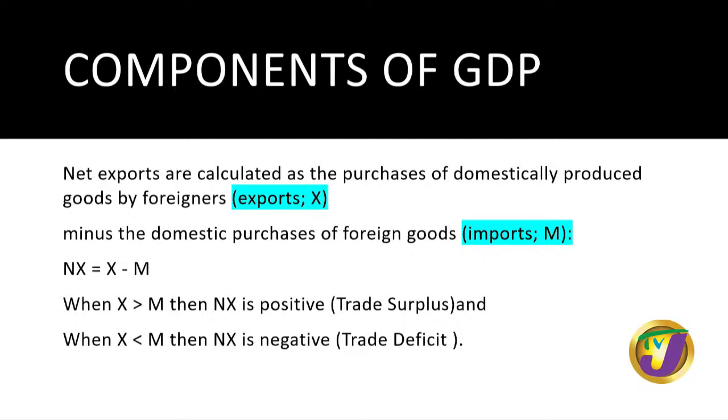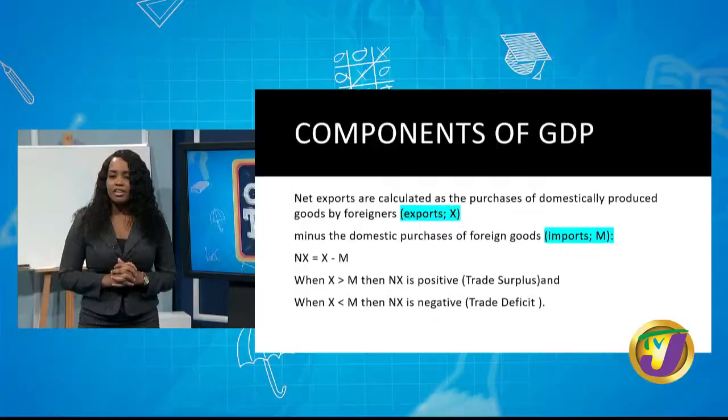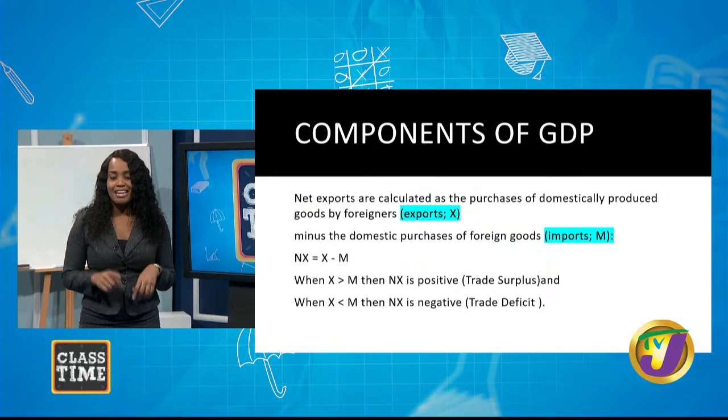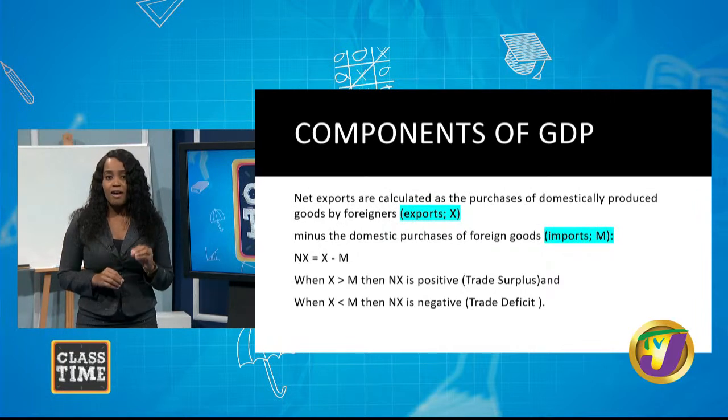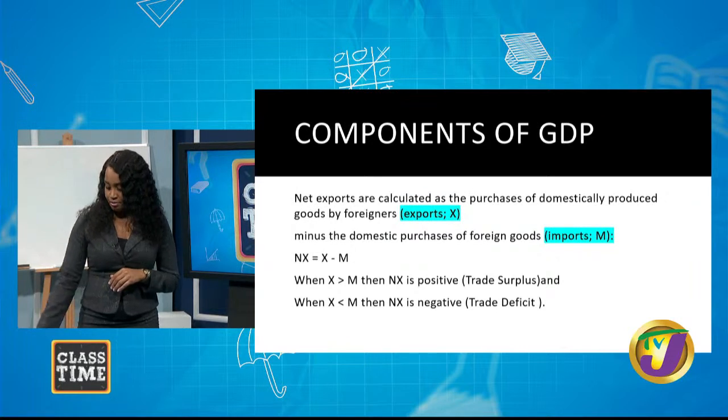So to find net exports, you would subtract imports from exports. So what you're really doing is you're removing the amount of money that you spend on imports from what you earn from exports. So the country earns $5 from exports and spends $2 on imports, which means that net exports is $3. So it's $5 earned from exports minus the $2 spent on imports.